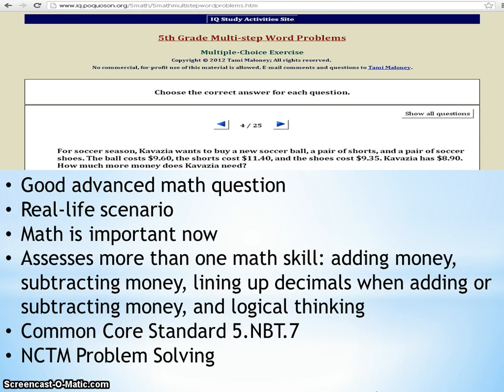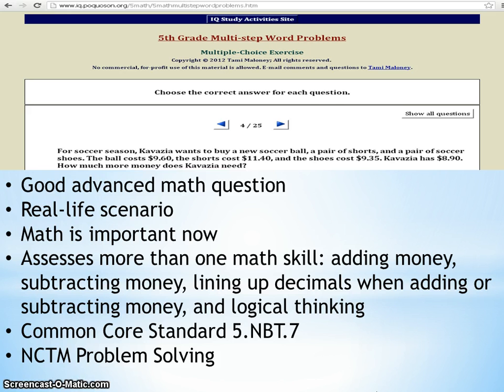What I call this is getting the most amount of math out of every single problem. In other words, you want to assess as many skills as possible, and this provides a review for students that, without even a formal review, they can have. So the skills that this assesses are adding money, subtracting money, lining up the decimals when adding or subtracting money, and also logical thinking.